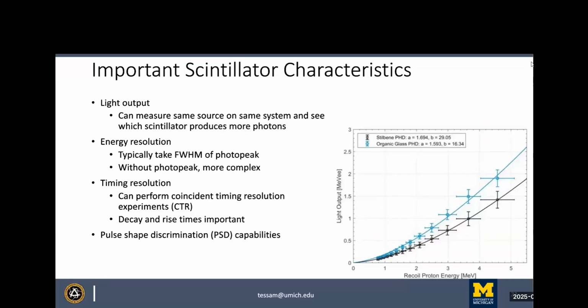Important scintillator characteristics include light output, which is kind of what I was talking about before. How many photons or how much pulse do you get? You can find the amplitudes or the integrals of the pulses to measure this, but basically how much output light do you get per incident photon?